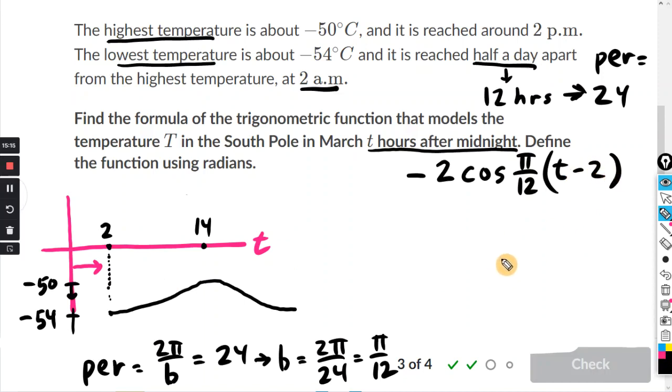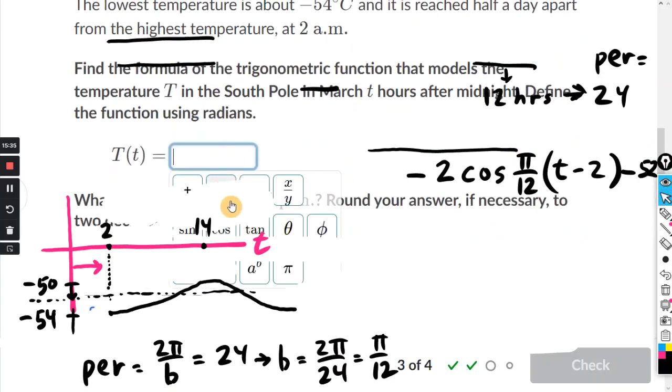Finally, the midline, the easiest part, it's exactly between -50 and -54. So right in between these two is going to be a -52. All right. So that's our equation.